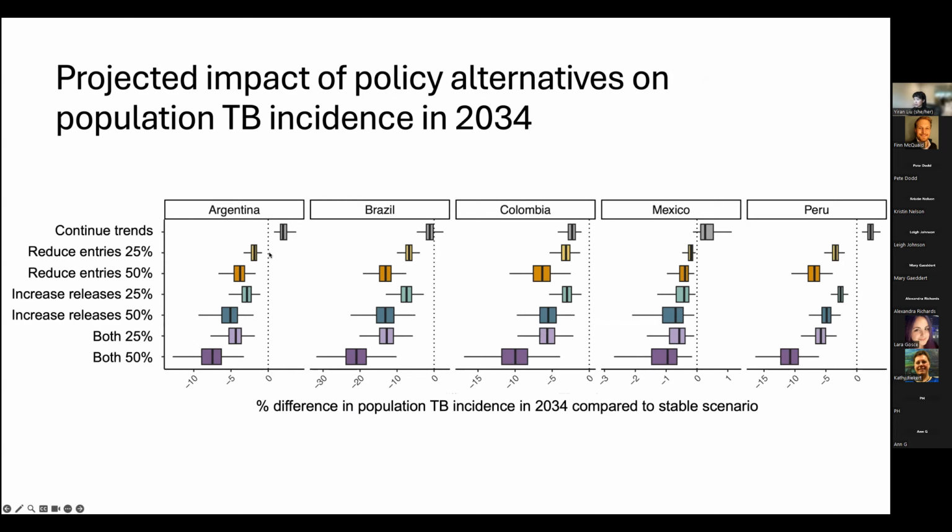But then you can see a reduction in population TB incidence in 10 years for all of the decarceration scenarios. And notably, if we reduce entries by 50% and increase releases by 50%, we're able to achieve more than a 10% reduction in population TB incidence in 3 of these countries, Brazil, Colombia, and Peru, which actually are 3 of the 4 countries with the largest TB burden in the region.